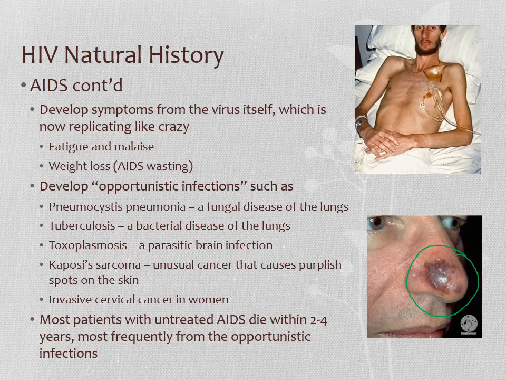So most people that go on to develop AIDS, where their immune system is collapsing or fully collapsed, will die within 2 to 4 years, sometimes because of the out-of-control viral infection itself, but more frequently due to those opportunistic infections, things like pneumocystis pneumonia, other things like that that will kill them. It is a devastating disease.